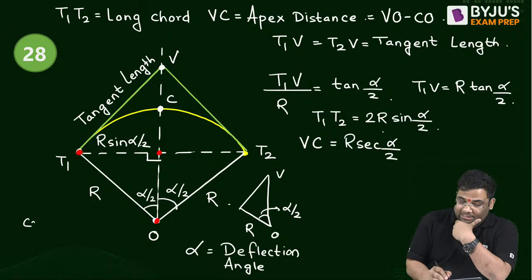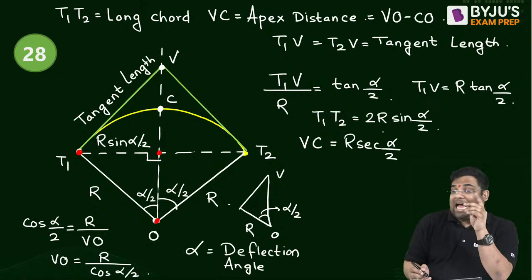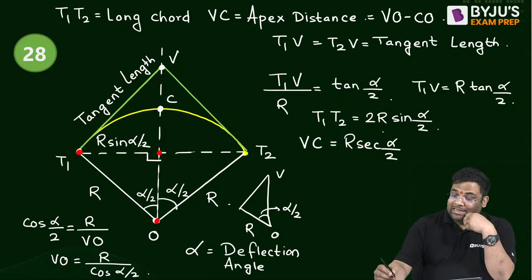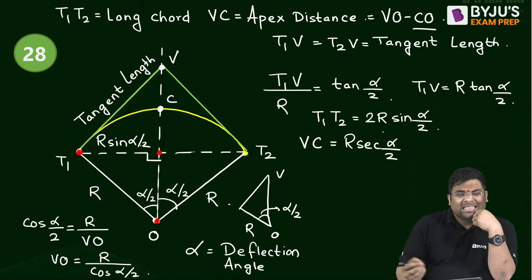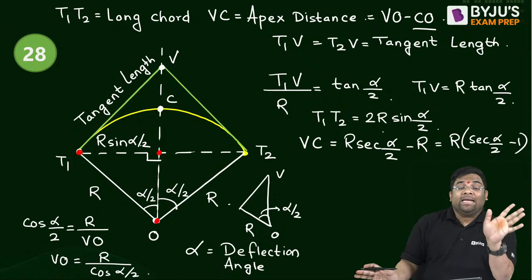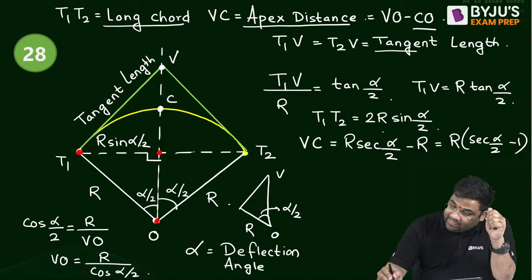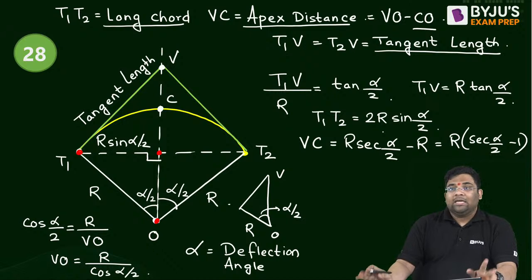So cos alpha by 2 will be equal to R by VO, or VO will be equal to R by cos alpha by 2, or R sec alpha by 2. Yes. And then CO is how much? CO is the radius only. So this formula is R into sec alpha by 2 minus 1. Understood? Again, no need to remember the formula for apex distance, long chord and tangent length. You can find them out from the diagram only.